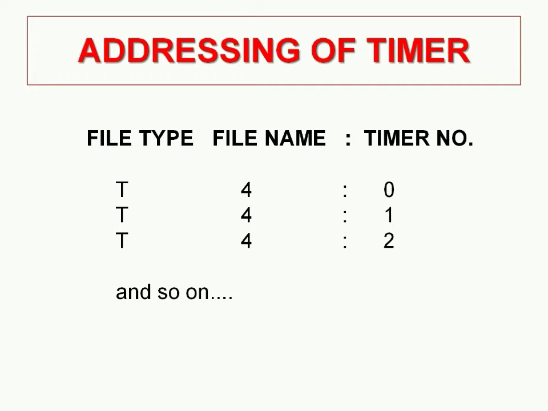How many timers we can use depends upon the memory of the PLC and the type of PLC we are using. So it is different for all PLCs, and we cannot specify a number up to which we can use timers. So this is the timer address we are using.